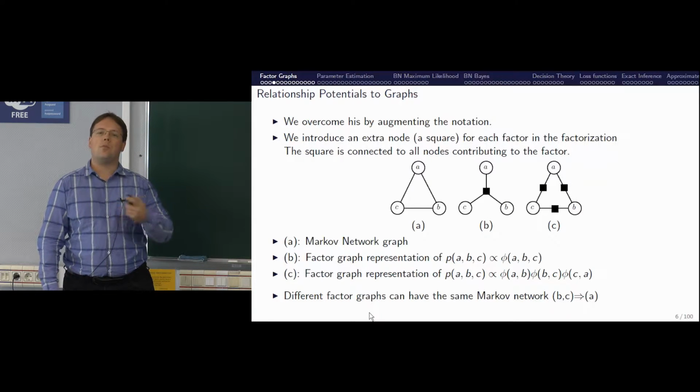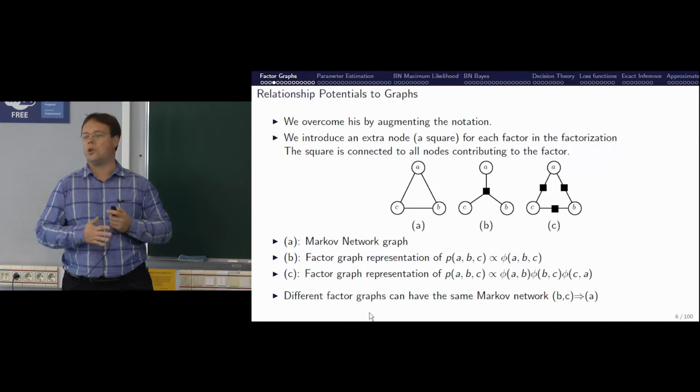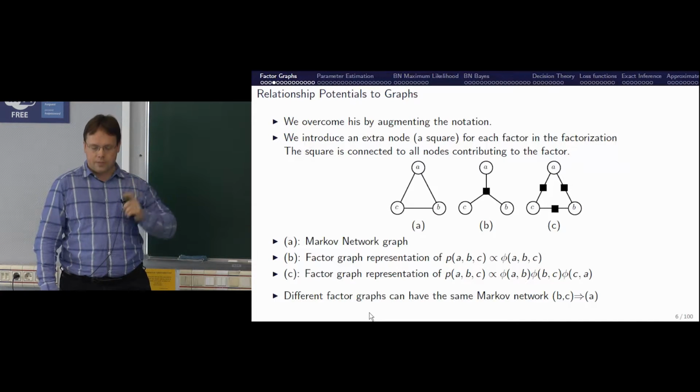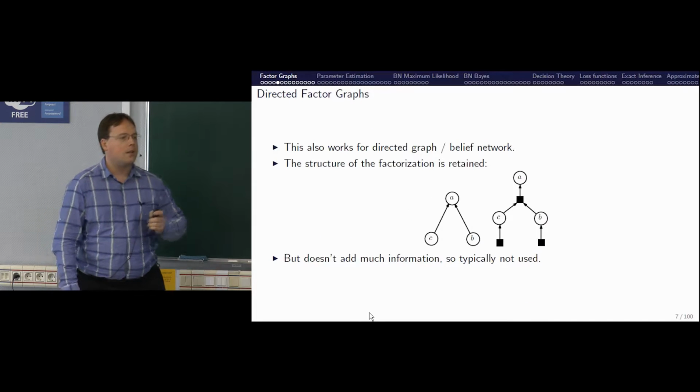But if you care about the model, then you don't care that much about the mathematical independence statements, if they are the same or not. What you care about is if you can compute the things, and then factor graphs are a much better way of representing things. Okay, so from now on, we're just going to use factor graphs because, well, they are a good thing. This was for an undirected model.